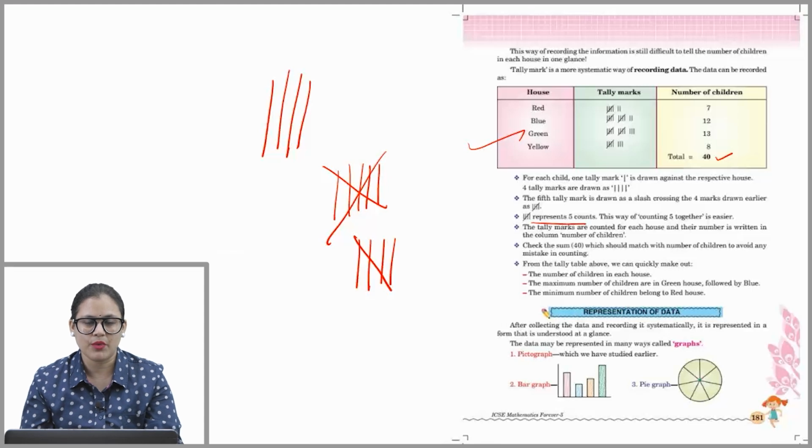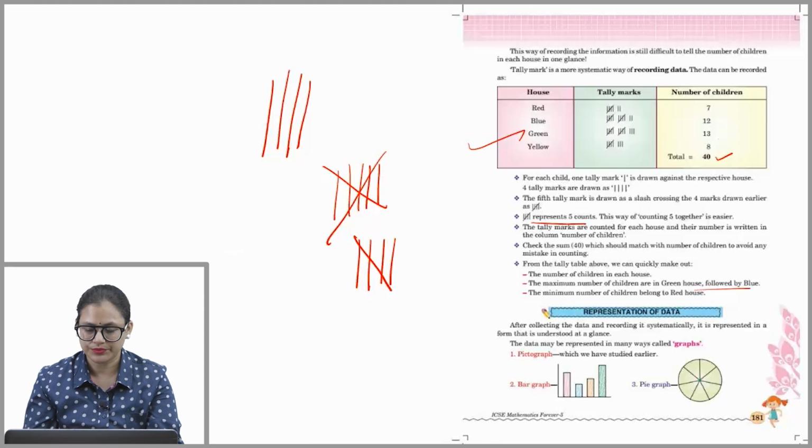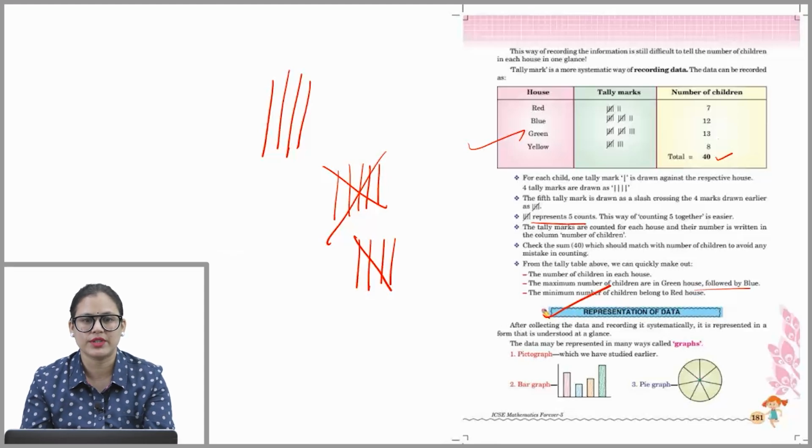From the tally table above, we can quickly make out the number of children in each house. We can find there are 7 children in red house, 12 children in blue house, 13 children in green house and 8 children in yellow house. The maximum number of children are in green house followed by blue, and the minimum number of children belong to red house.